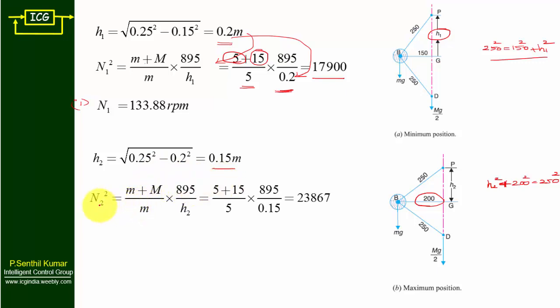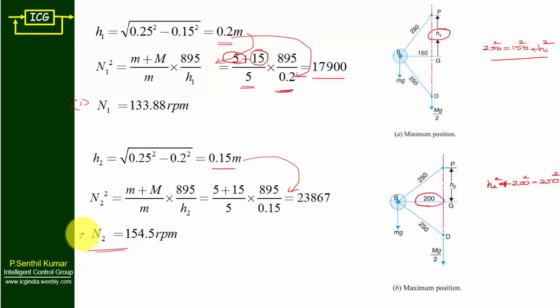The formula is n2 squared equal to (small m plus capital M) divided by small m multiplied by 895 divided by h2. Small m 5, capital M 15, again multiplied by 895 divided by h2. Here h2 is 0.15. When you process these parameters, you will get 23,867. That is n2 squared. From that we can find n2. So n2 equal to 154.5 rpm. This is the maximum speed of the governor.